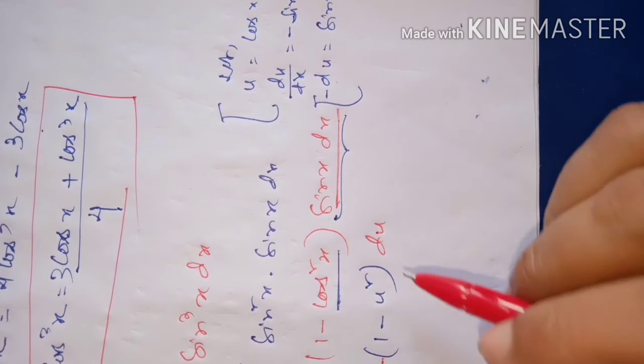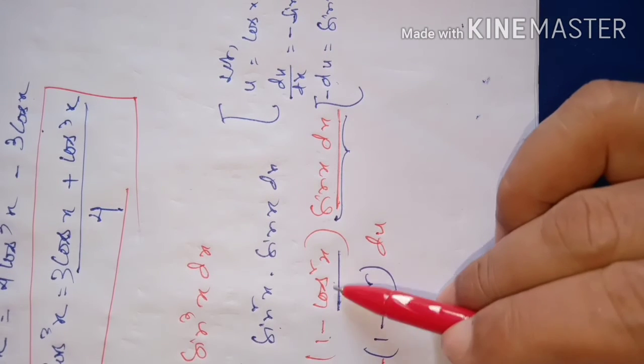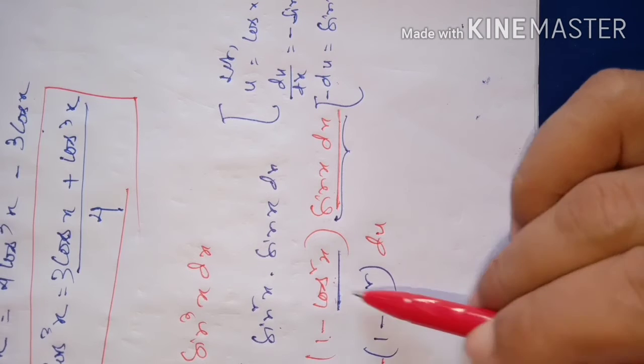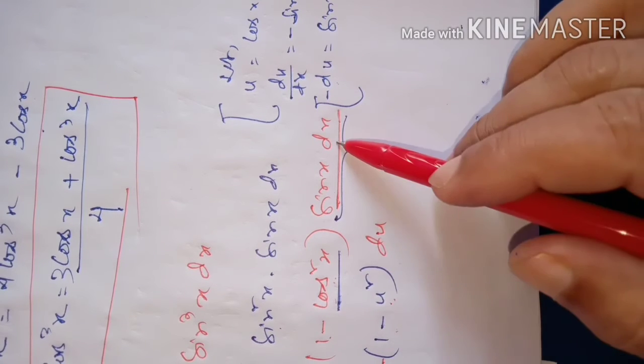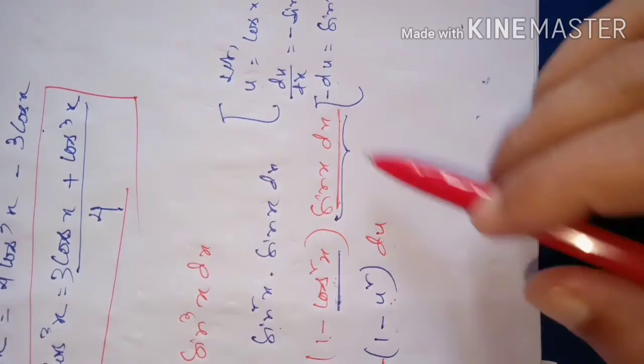So now you see the whole problem looks like this. Sin square is 1 minus cos square, and cos is u. That is 1 minus u square, and sin x dx will be minus du, because minus du stands for sin x dx.